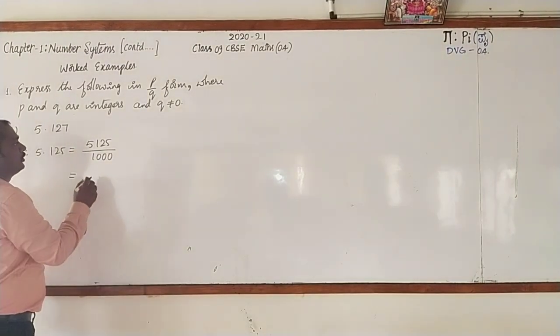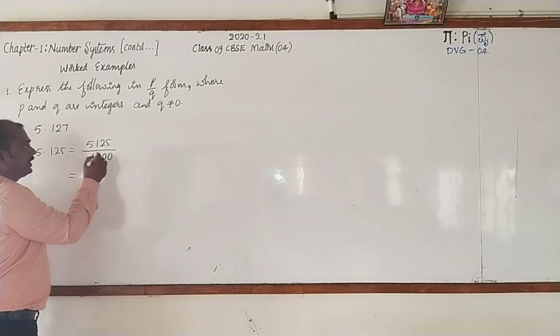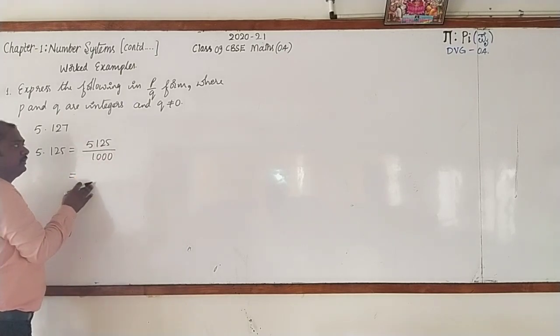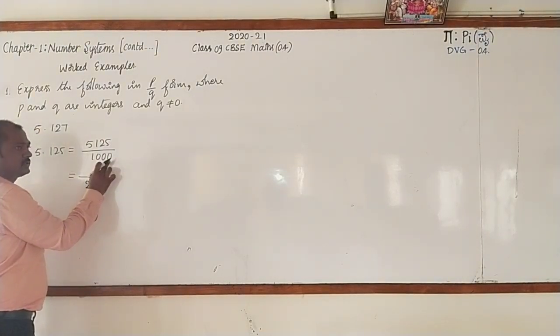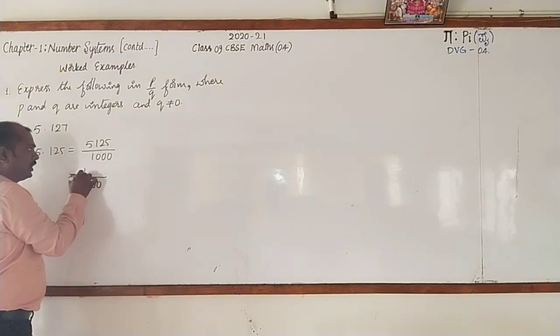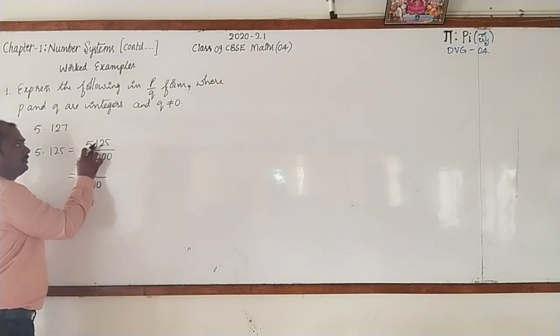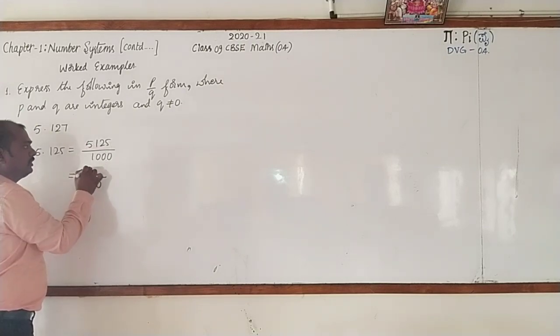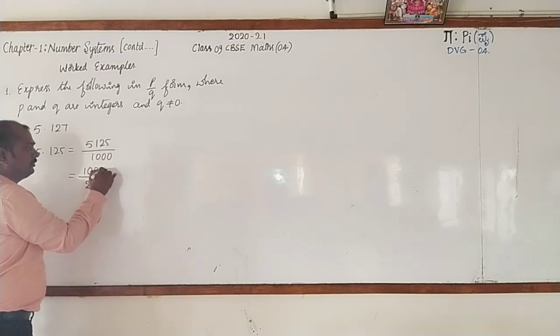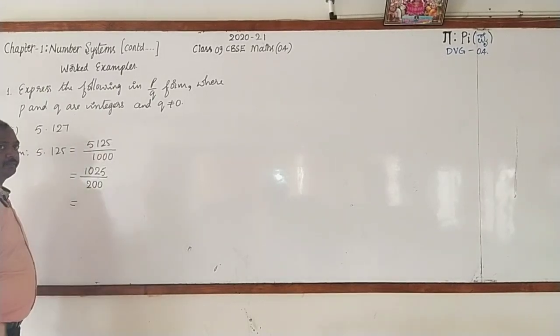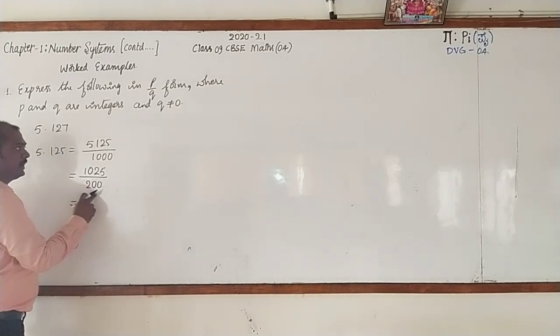Now this can be simplified because both are divisible by 5. Now 5 2s are 10, then zeros are zeros. Then 5 1s are 5, zeros are, 1 will remain, it is 12. 5 2s are 10, 2 will remain, 25. 5 5s are 25. Again, it is divisible by 5.